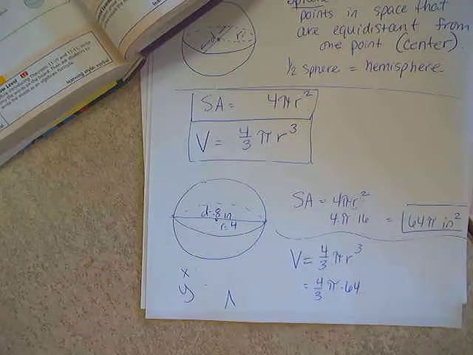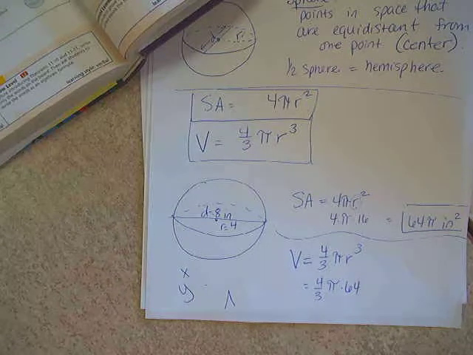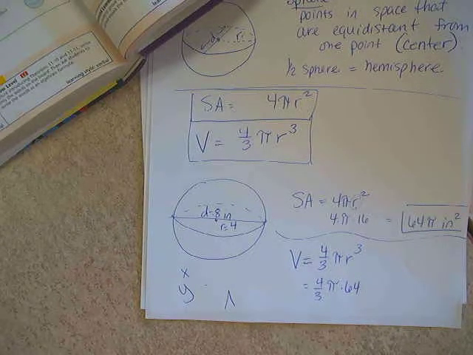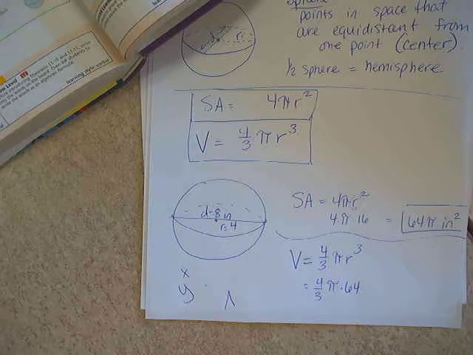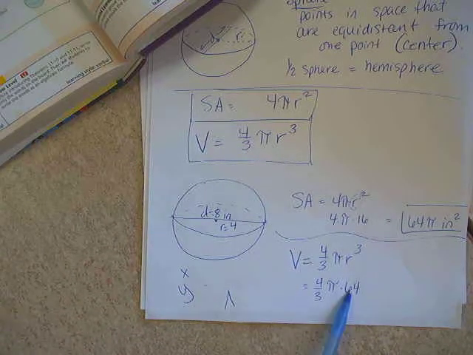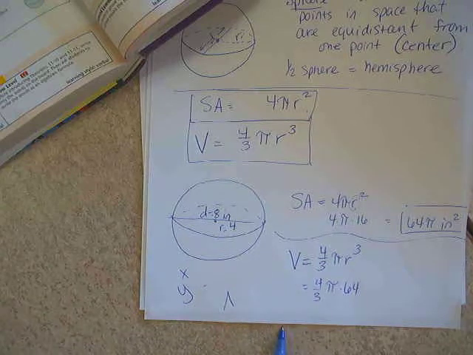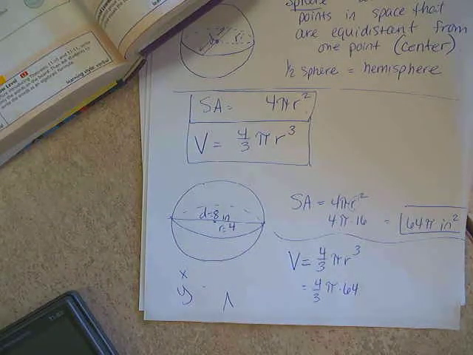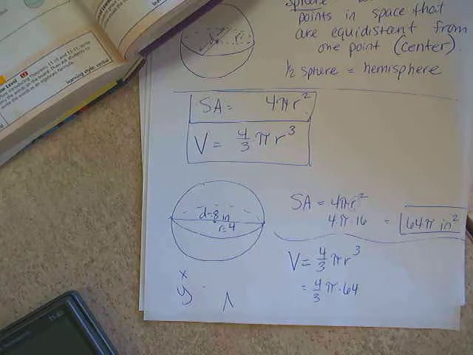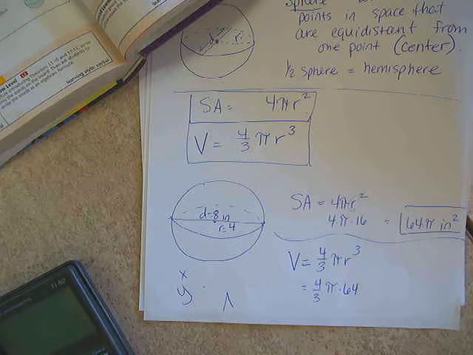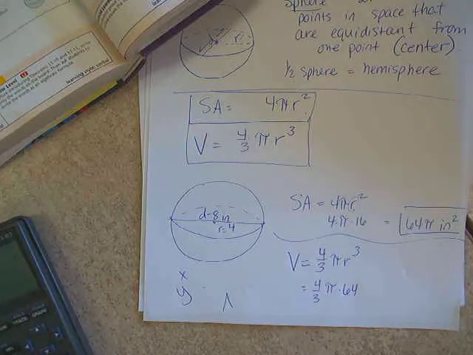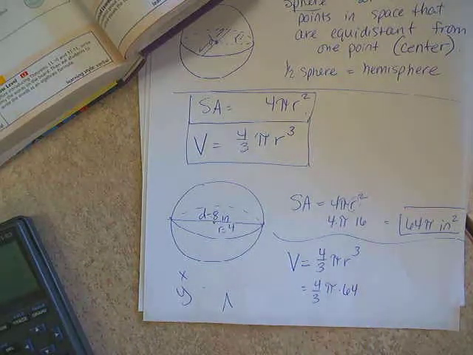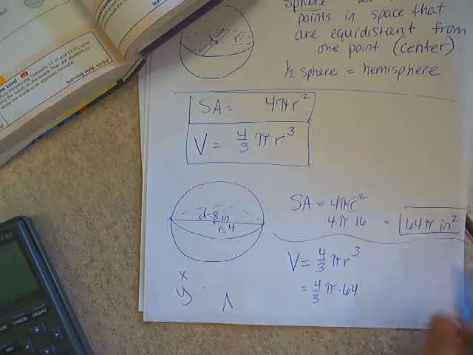4 to the third, I believe, is 64. Yes. So this would be times 64. And the best way to handle this, 4/3 in your calculator, and give you the opportunity to round where you want at the end, you do 64 times 4 divided by 3, and then round accordingly. Now, if you're leaving pi in your answer, what you should have would be 85.3 repeating.